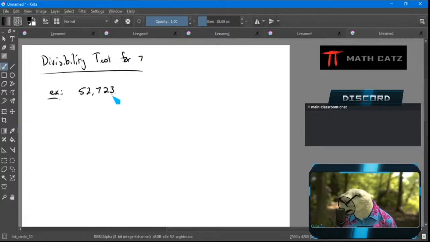Now, I can't look at the last digit. I can't look at the last two digits. I can't look at the last three. I can't add the digits. I can do none of those things when it comes to 7. As much as you may want to, math isn't really about what I want. It's about what is true.